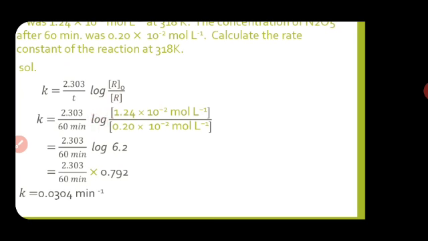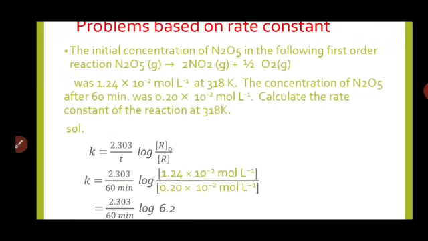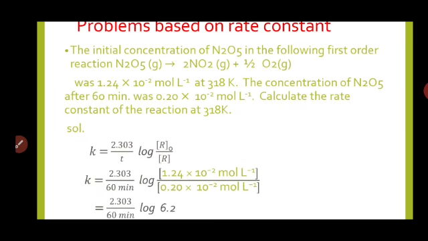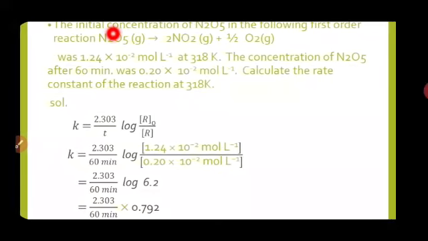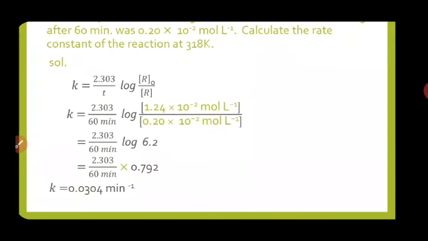Now, here though these reactants and products are in gaseous state, we cannot use the integrated rate equation for gaseous phase, because here the concentrations are given in mole per liter, not the pressures. So, K is equal to 2.303 divided by 60 minutes, time is given in minutes, log of 1.24 × 10^-2 mole per liter, and next concentration is 0.20 × 10^-2 mole per liter.